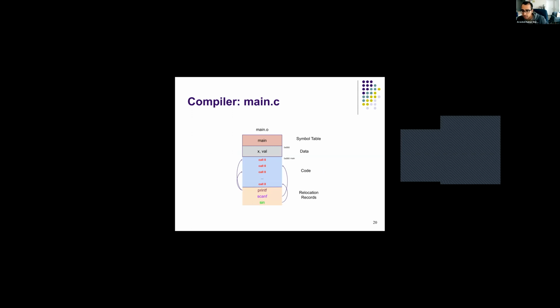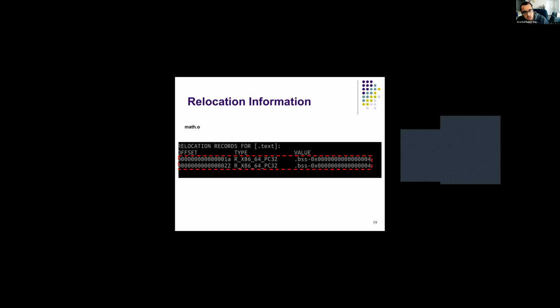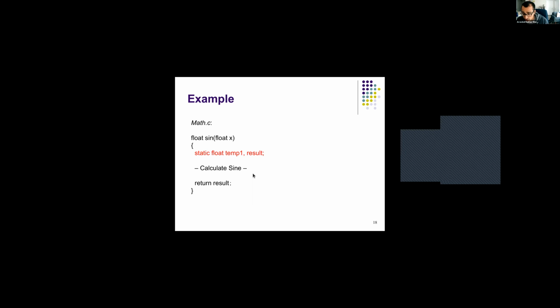Okay, Thomas asked the question, are these principles the same for different architectures? Mostly yes, but the names would be different. For instance, for ARM, this may not be true. Instead of the type being PC32, it would be ARM 32, okay? But the principles are the same. The names would be different, by the way. Okay, PLT stands for procedure linkage table.